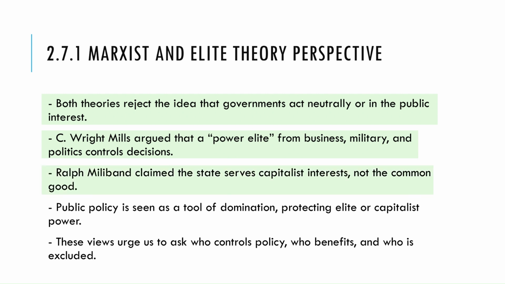Similarly, Ralph Miliband, a Marxist theorist, argued that the state is not a neutral body. He believed the state serves the interests of the capitalist class by controlling laws, economic policies, and even social narratives. In both cases, public policy is seen as a tool for maintaining domination, not equality. These views encourage us to critically examine who controls the policy process, whose interests are prioritized, and who gets left behind. Now that we've seen these critical perspectives, let's move to the core elements of the policy-making process, the practical stages from agenda to evaluation.